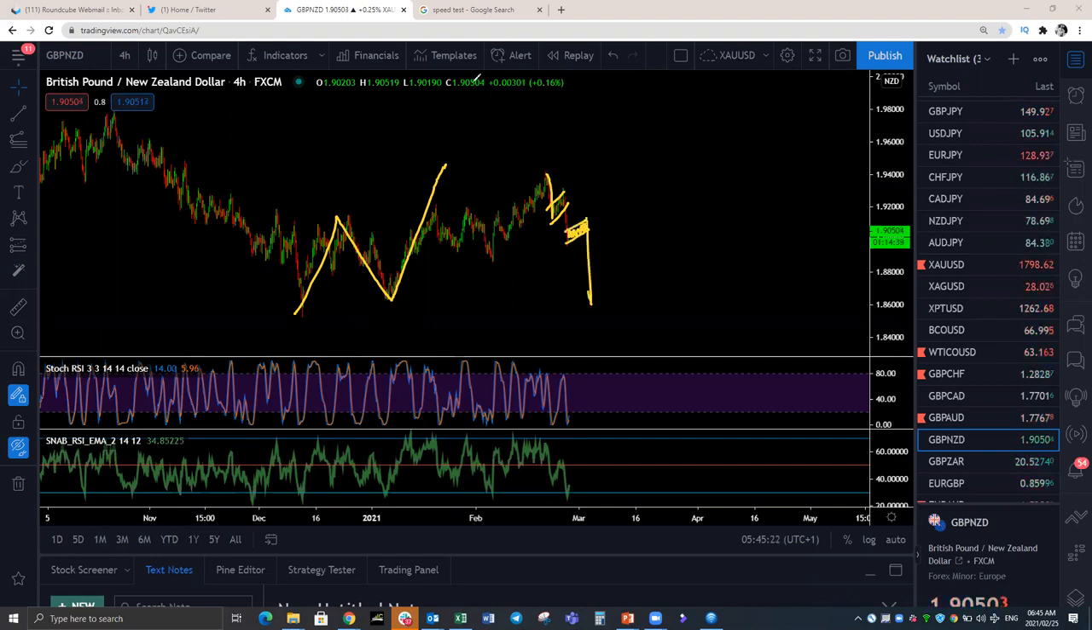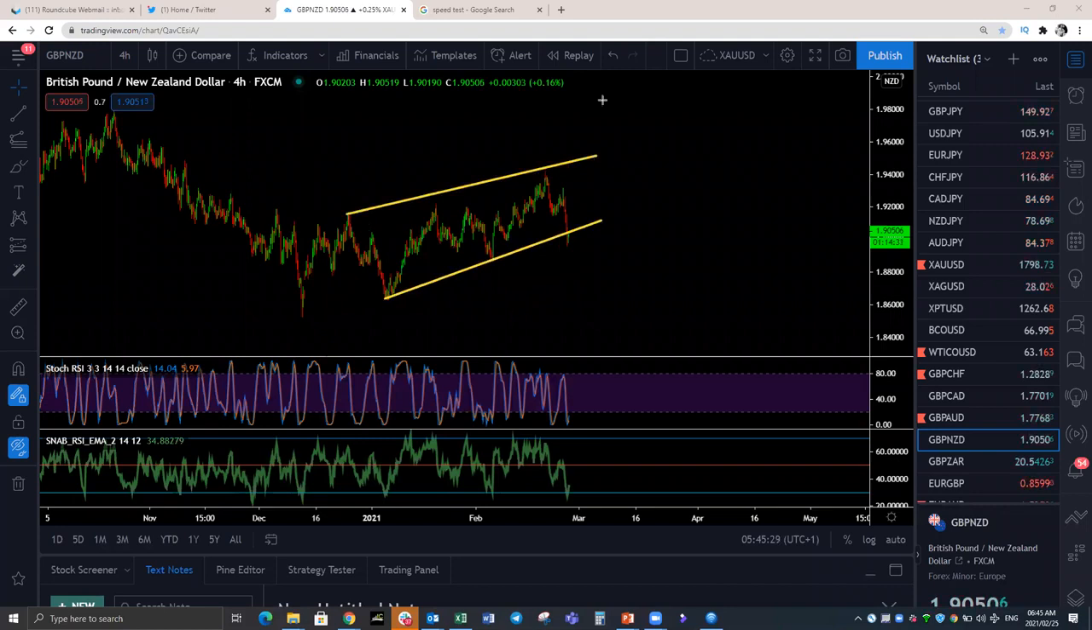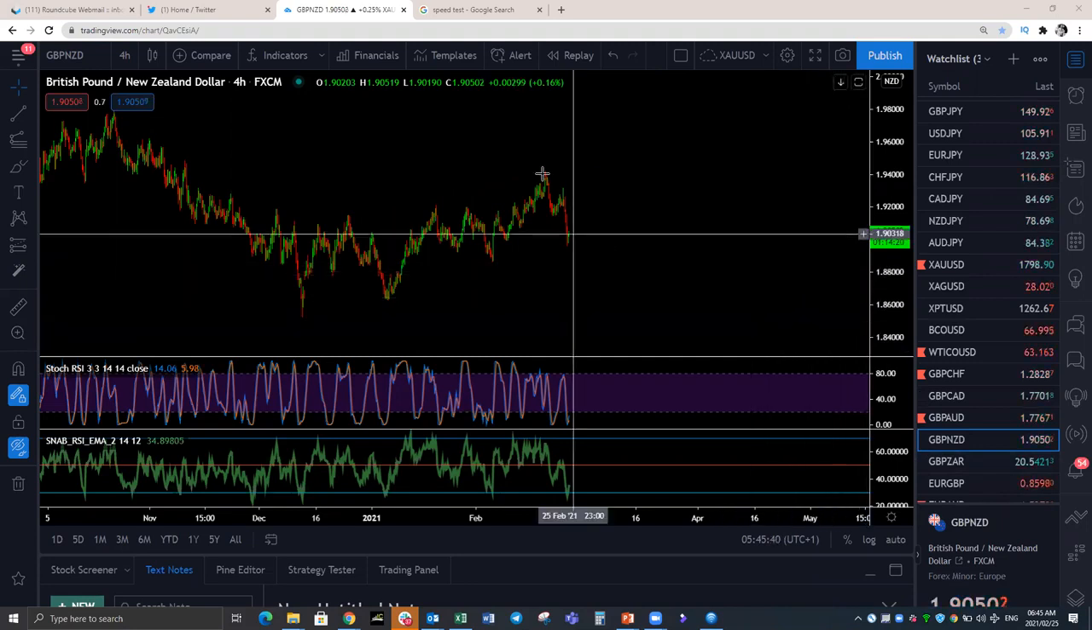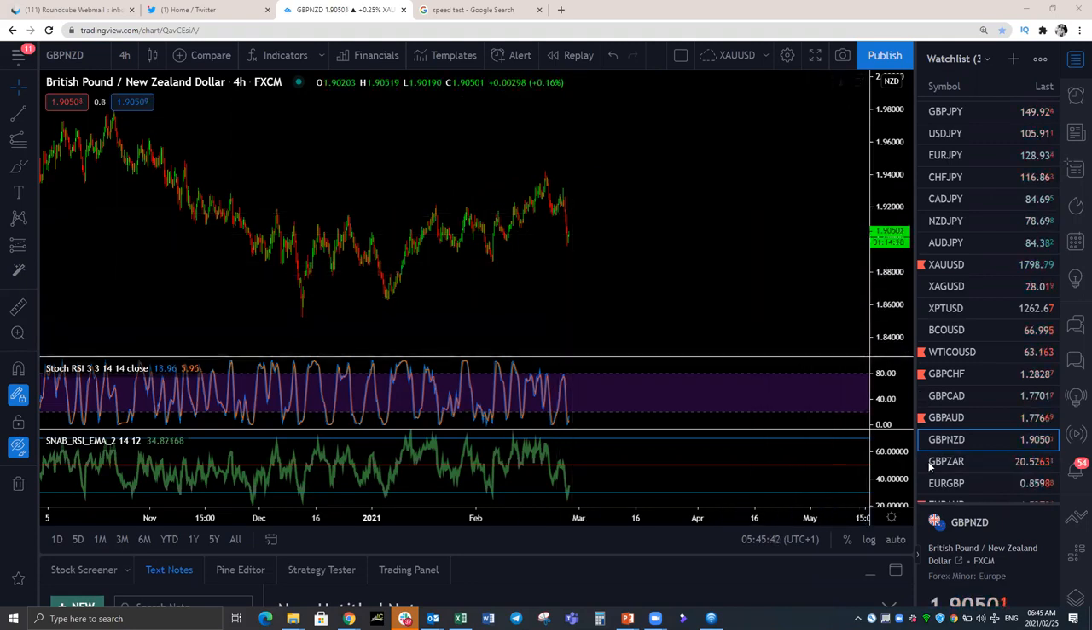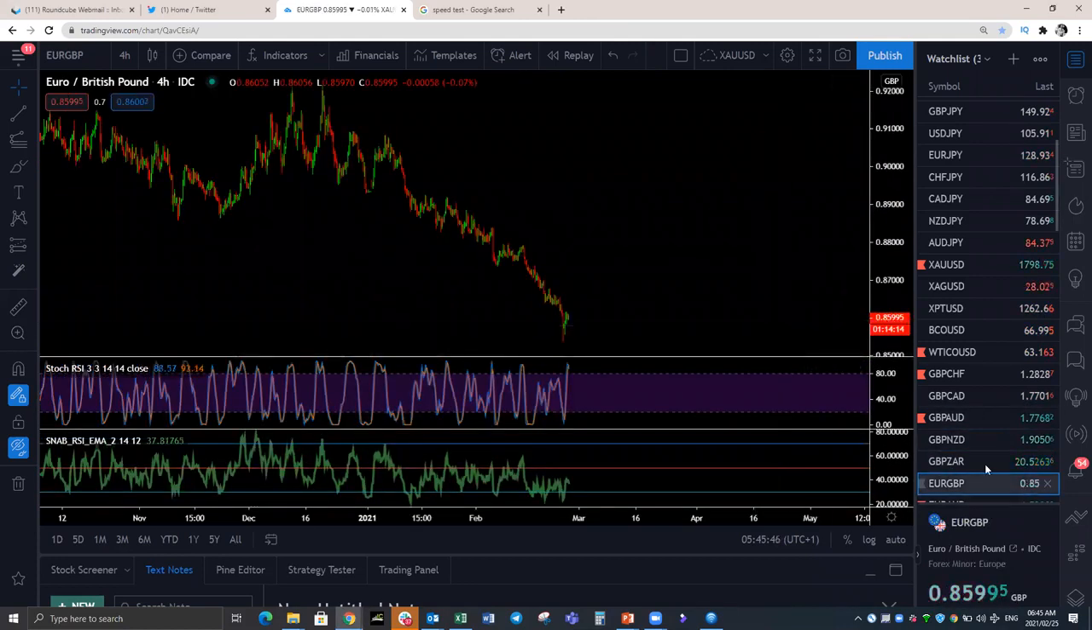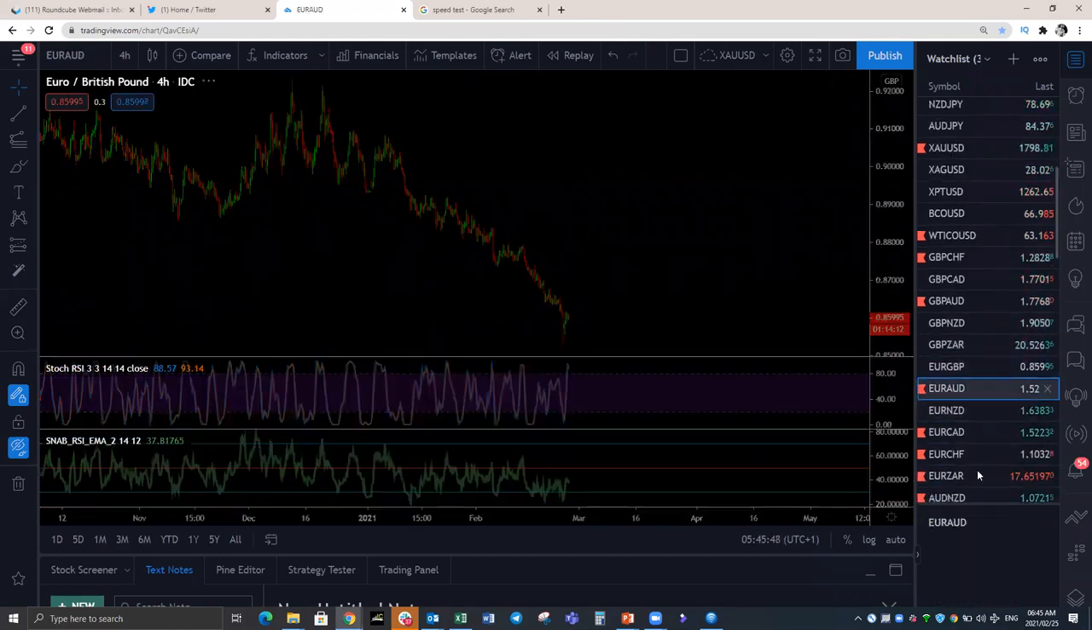So if you look at the structure here, this structure looks to be complete as well, and we're looking for pound New Zealand to continue lower. Any confirmation for a trade setup here, we'll be looking for downside, especially on the 4 hour. You can get one on the 1 hour, but that will not be so convincing. But if you get one on the 4 hour, it will be a decent one. Euro pound, continuation to the downside. Nothing new there. We just look for continuation to the downside.